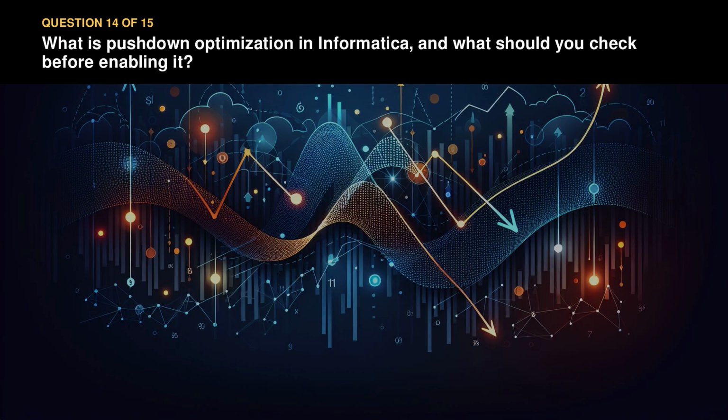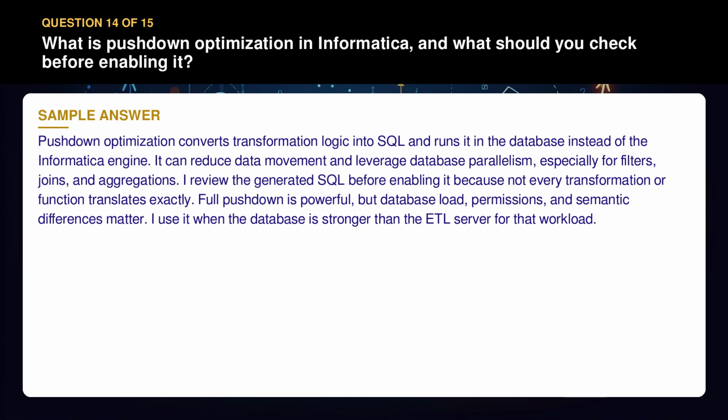Question 14. What is pushdown optimization in Informatica, and what should you check before enabling it? Pushdown optimization converts transformation logic into SQL and runs it in the database instead of the Informatica engine. It can reduce data movement and leverage database parallelism, especially for filters, joins, and aggregations. I review the generated SQL before enabling it, because not every transformation or function translates exactly. Full pushdown is powerful, but database load, permissions, and semantic differences matter. I use it when the database is stronger than the ETL server for that workload.